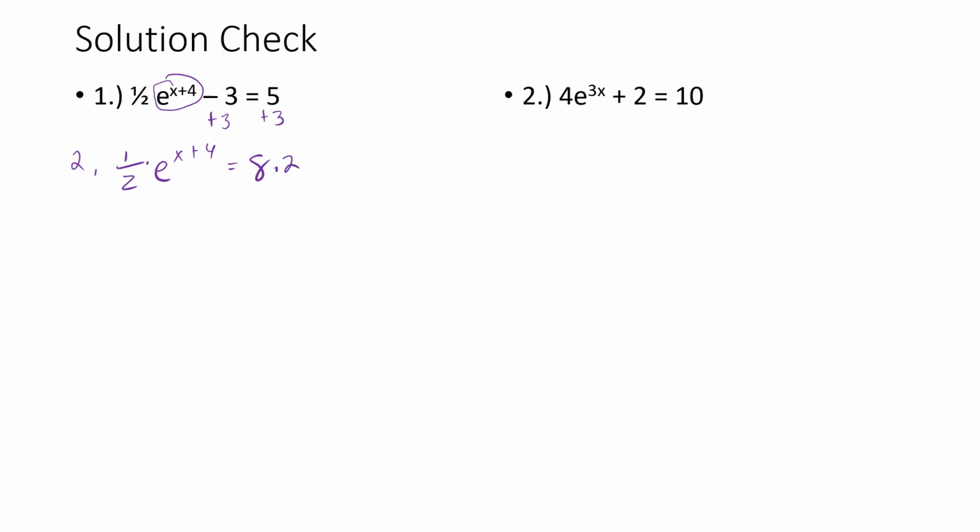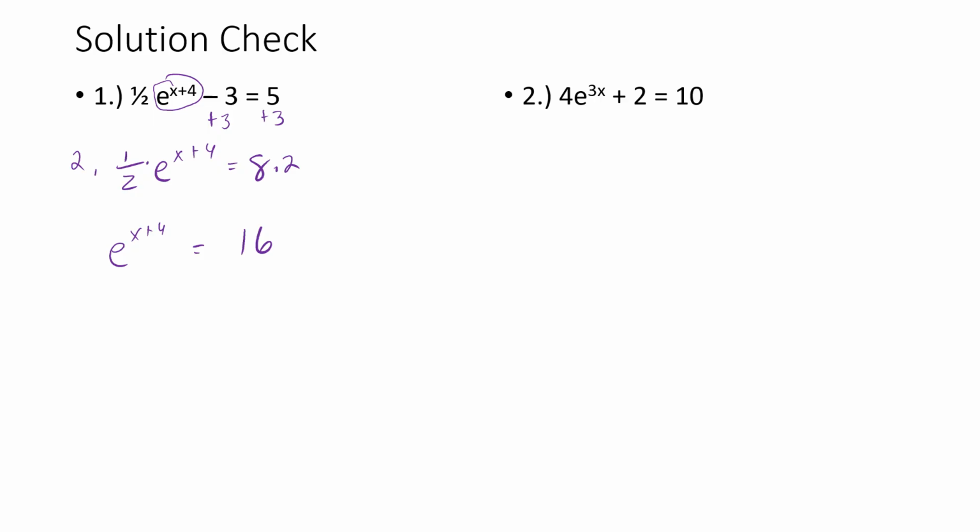And then to undo multiplying or dividing by 2, I'm going to multiply by 2. 1/2 times 2 is 1. Or 2/2, if you have 2/2 of something, you have 1 of them. So that gives us e to the x plus 4 equals 16.